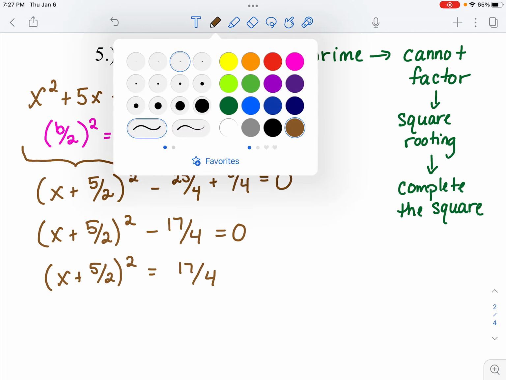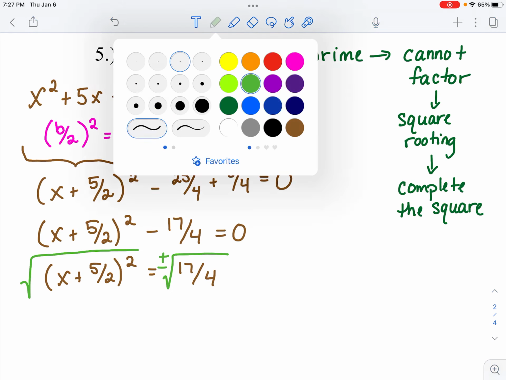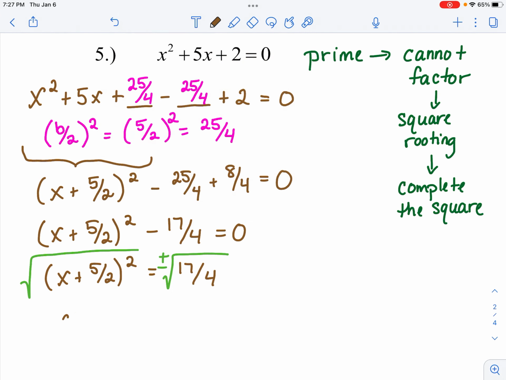Now I can square root both sides. All right, so here we go. Square root the left, square root the right. The right is a number, so I put a plus or minus with it. And now I'm going to get x plus 5 over 2 is equal to plus or minus the square root of 17, I can't simplify it at all. But the square root of 4 is just a plain old 2. So that one is coming out of the square root.